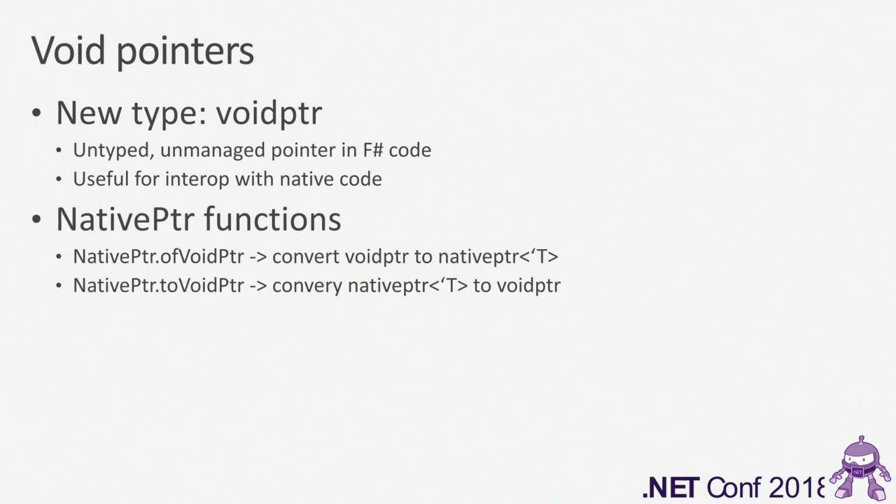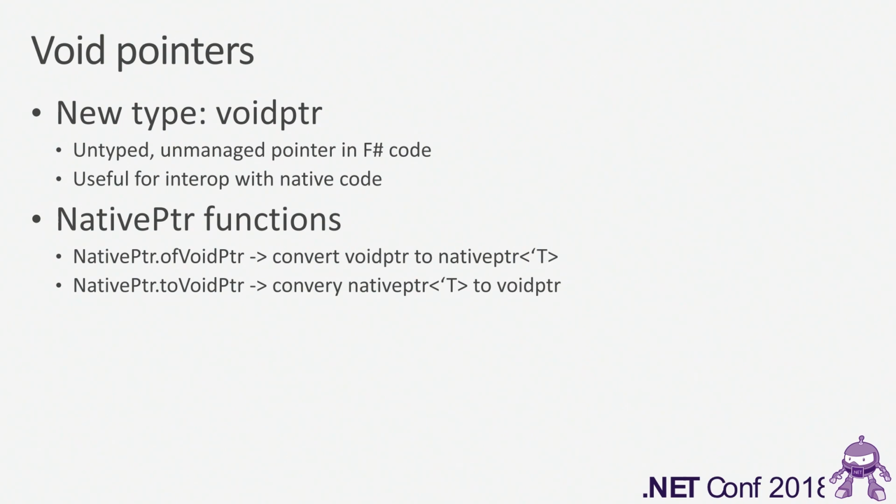Right. So is this similar? Yeah, similar. There are some cases where you've got to interop with native code where you have to use void pointers, and you could not do that in F# prior to F# 4.5. So this is really used for native interop. Yes, exactly. And so we have some native pointer functions in the F# core library.